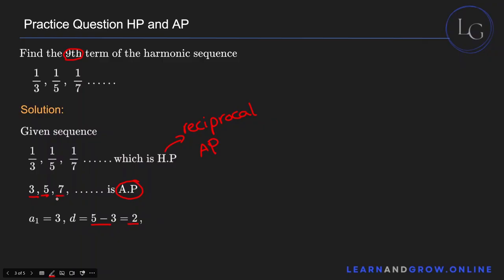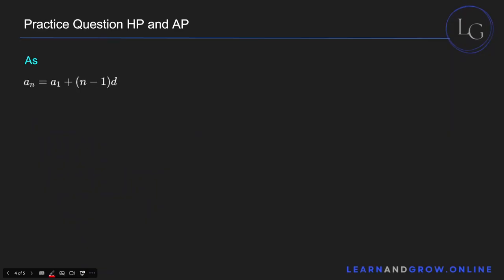And again, 7 minus 5 would also be equal to 2. But again, we just need to find the common difference. And we already know that the first term, which we denote as a1, is 3. Now that we have a1 and d, we can just apply the formula. The formula states that an is equal to a1 plus n minus 1 into d, right? We already found d, and we already found a1.